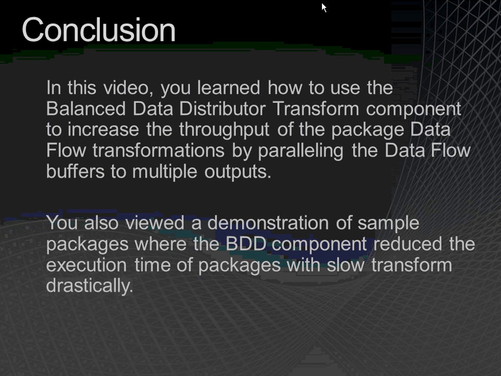So in this video, you learned how to leverage the balanced data distributor component to increase the throughput of a package that has really slow transformations in it. You also viewed a demonstration where we saw how the BDD component drastically reduced the execution time of a package having a slow performing transform.